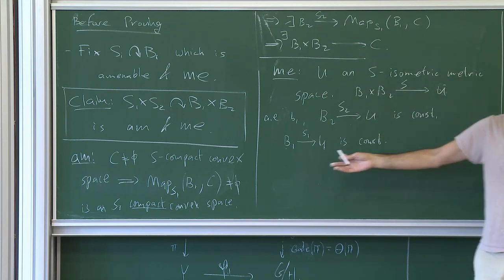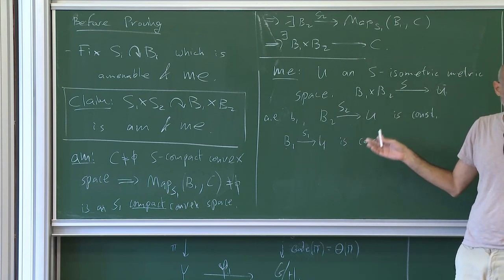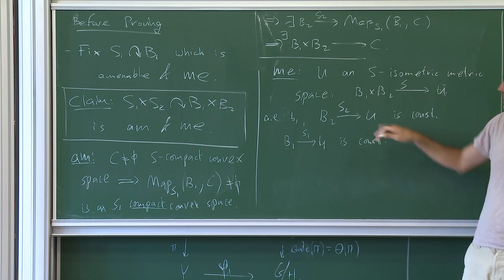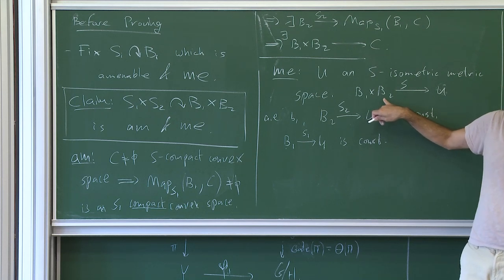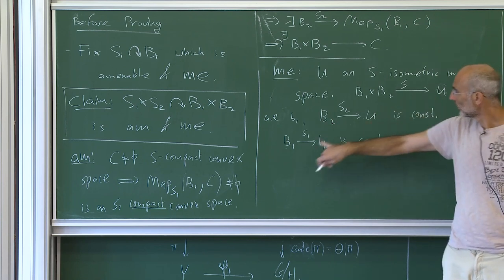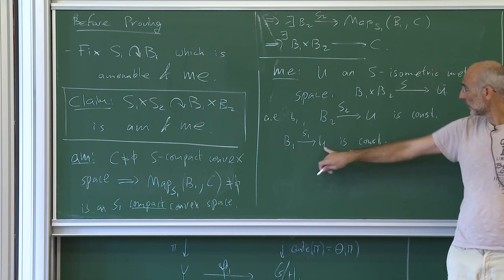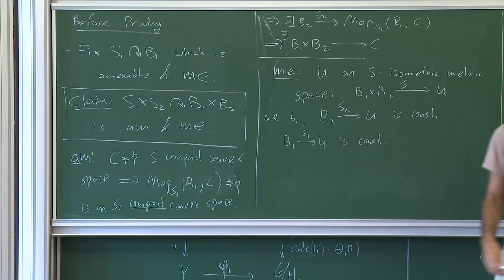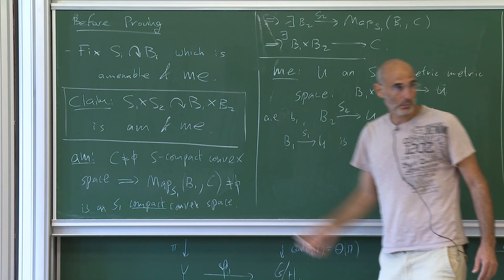The ME part is even easier because I don't need to use any tool which is more sophisticated than Fubini. If I just fix the first coordinate and look at the map from the second coordinate, it must be a constant by metric ergodicity of S2. And looking at the constant image here, I'm getting a map from B1 to U, which is S1 equivariant, and it must be constant again. So this is it. So this is the proof of this claim.